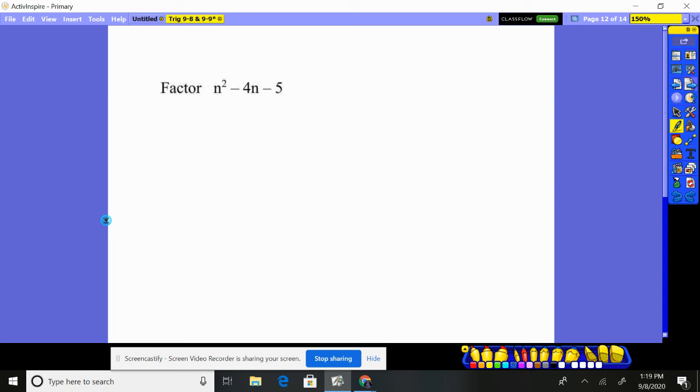All right, let's look at this one. What's different? You have a subtracting 5 at the end, a negative 5. Well, we still are just going to say, okay, what are the multiples of 5? 1 and 5, and that's it, because it's a prime number. Now, since it's a negative 5, one of these pieces has to be negative. So it was either negative 1 and 5 or a positive 1 and a negative 5. Now, which of those gives you a sum of negative 4? It's going to be those, because 1 plus a negative 5 is negative 4.